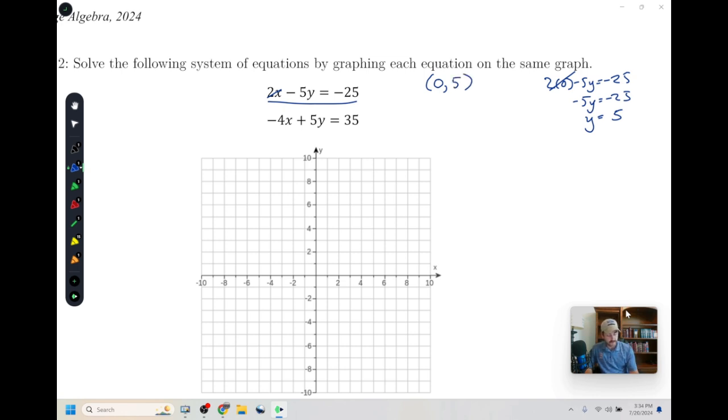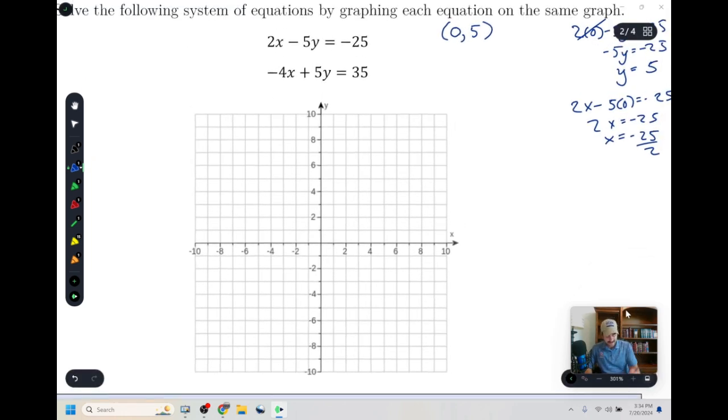So we have a point 0, comma 5 for the blue line, and then we could do the exact same thing on the other side. Ooh, and that's not going to be a pretty point. I'll do it anyways. Plug in 0, so 2x minus 5 times 0 equals negative 25. 2x equals negative 25. X equals negative 25 over 2. 12 and a half. That's not a very pretty point, so we might have to go and try something else. But we have the point 0, comma 5.